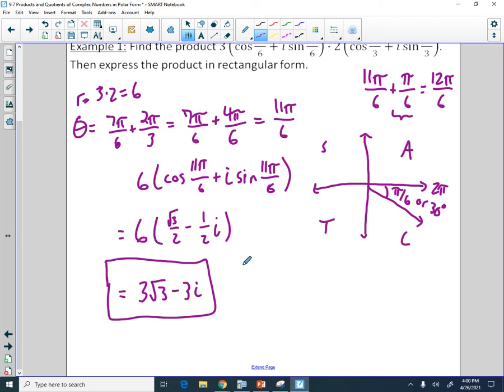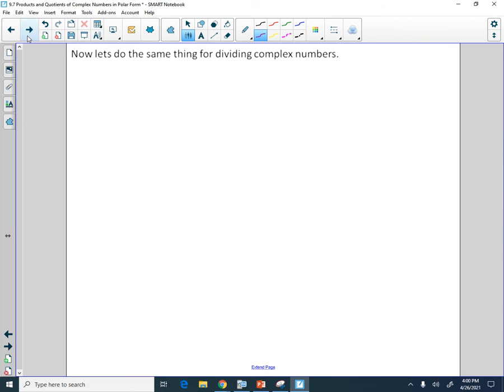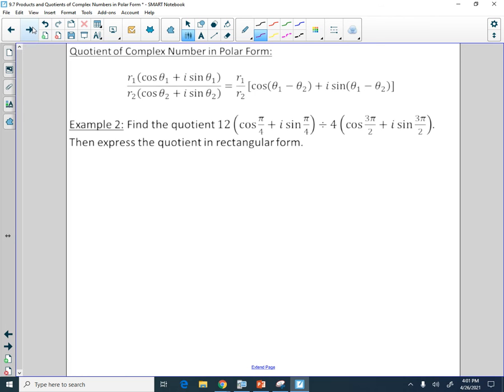So that's our answer there. Now we would do the same thing for dividing complex numbers, right? I'm not going to go through how we get the equation, but essentially you start out and you divide these two complex numbers, and then you take out this r1 divided by r2, and then you multiply the bottom by its conjugate, just like when we simplified complex numbers.